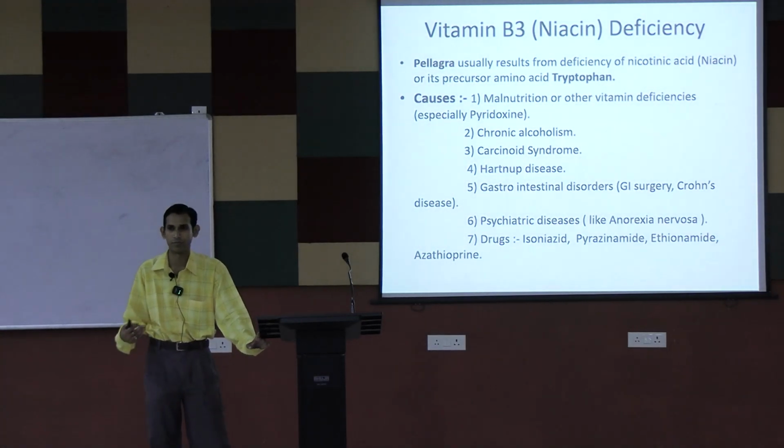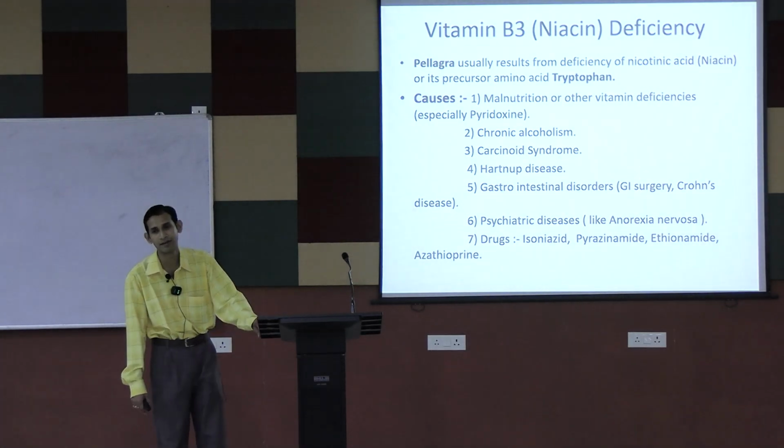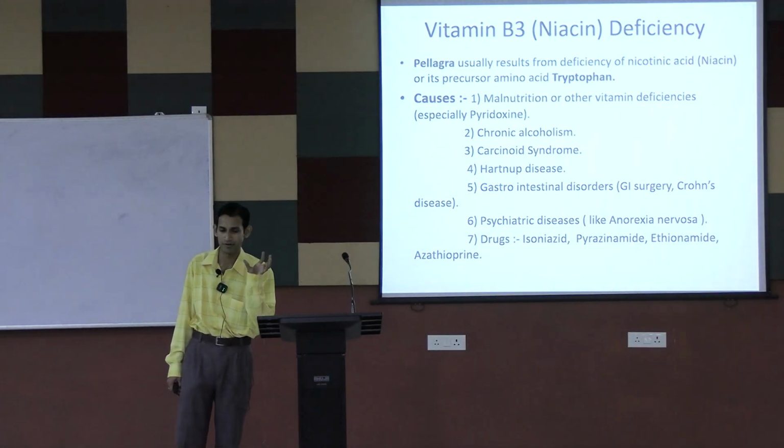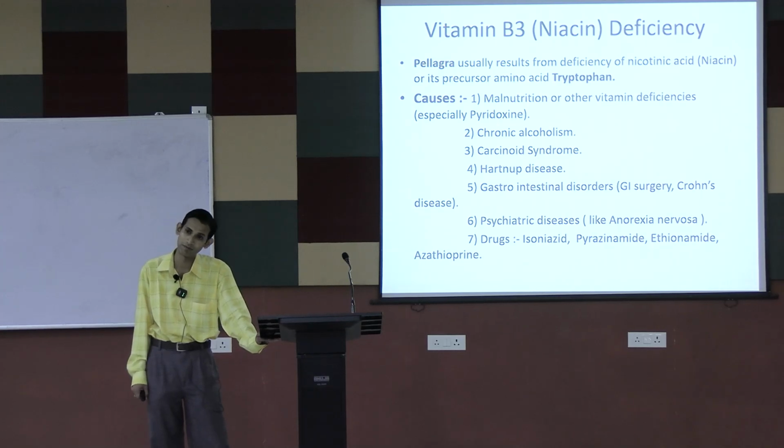So which types of diets are at risk for deficiency of vitamin B3? The people who are particularly dependent on corn, millet, sorghum. These types of diets are deficient in niacin, leading to pellagra. But pellagra can occur in other vitamin deficiencies also, particularly other B complex deficiency, particularly pyridoxal phosphate deficiency, and it can be found in chronic alcoholism also.